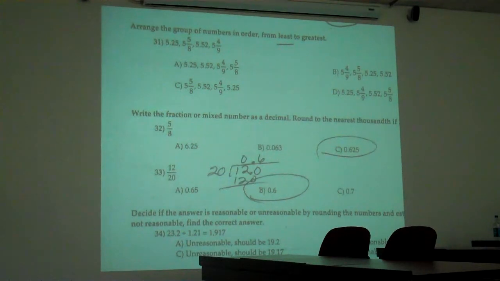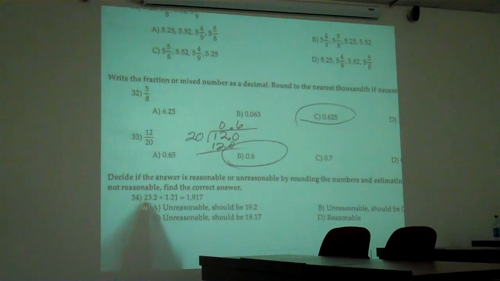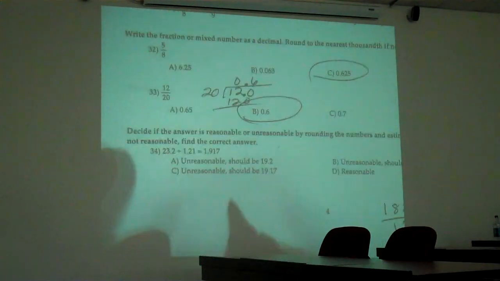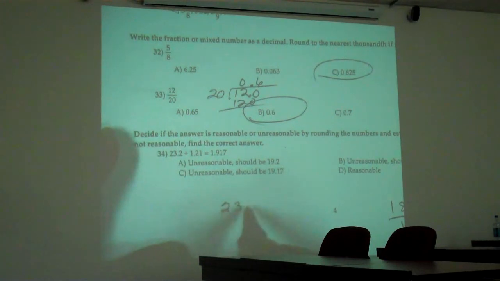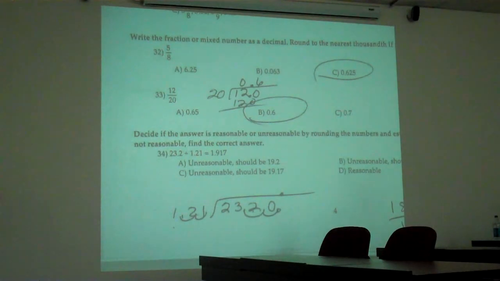34. 23.2 divided by 1.21 is 1.917. Reasonable or unreasonable? Does it look like 1 is going to go into 23 only 1 time or 2 times? Not reasonable, is it? So it's unreasonable, and you would need to put 23.2 divided by 1.21. 2 times, 2 times. 121. How about, it won't go twice.